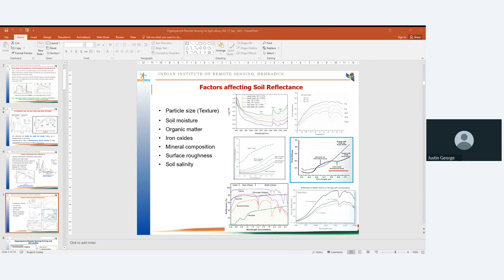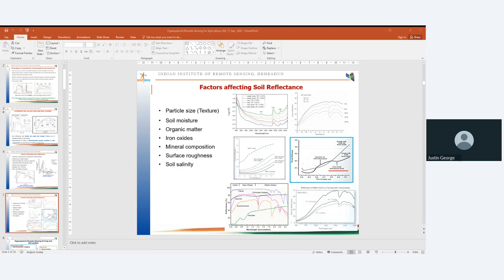If we have very pure and dry clay, in this particular image you can see the highest reflectance is shown by this green graph. This is basically indicating the clay content. So if the particles are very pure, then the finer the particle size, the higher the reflectance. That means the clay particles will have the higher reflectance, then the silt, then the sand will have the lowest reflectance.